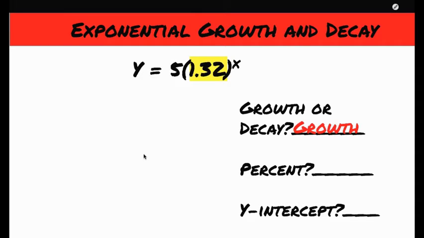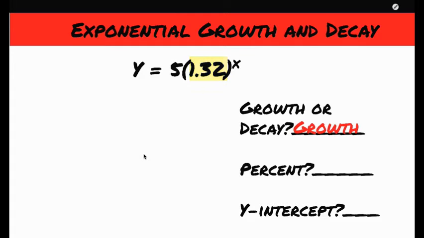If that had been a fraction, and it was top heavy, like 7/6 or 5/2, we'd also have growth. If we're less than 1, had that been a 0.40, we'd have decay. Or had the fraction been bottom heavy, like 1/3, we'd also have decay.